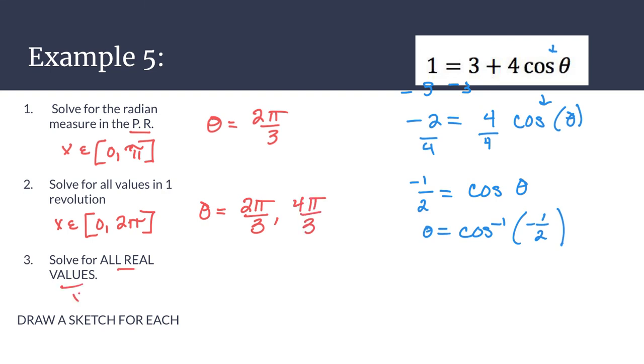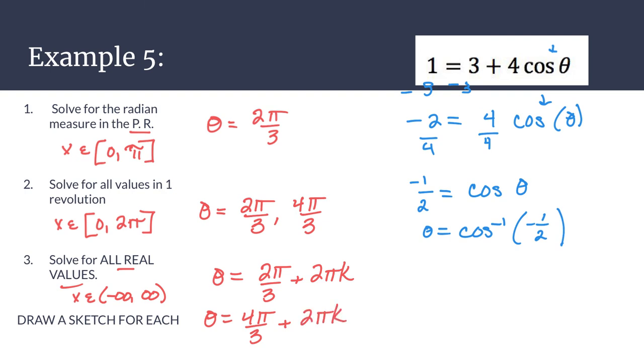Change that domain one more time. Again, we're making it just a little bit bigger each time. Now we're dealing with negative infinity to positive infinity. So we're going to write our answers of 2 pi over 3 plus 2 pi k and 4 pi over 3 plus 2 pi k.